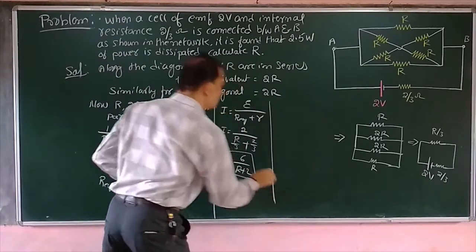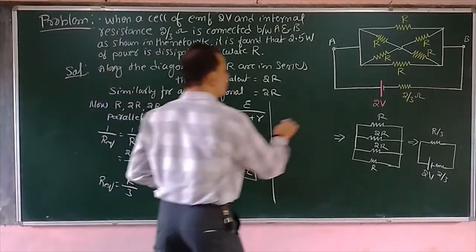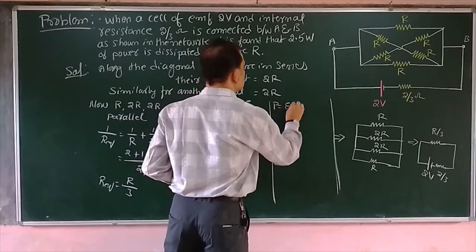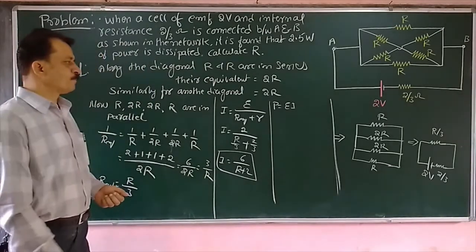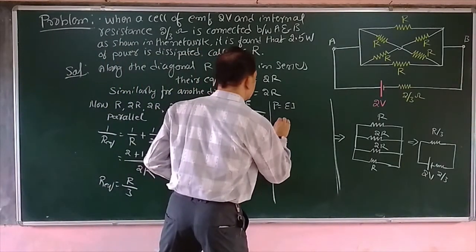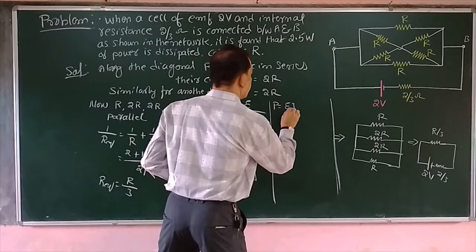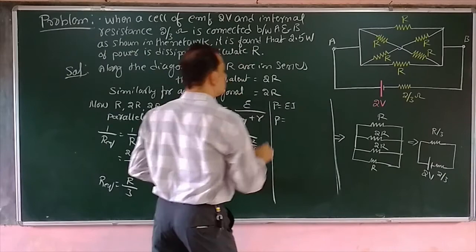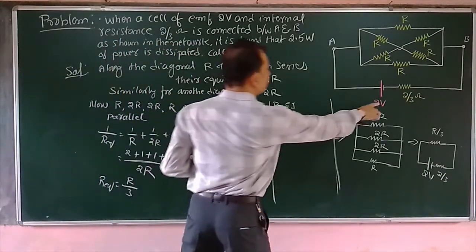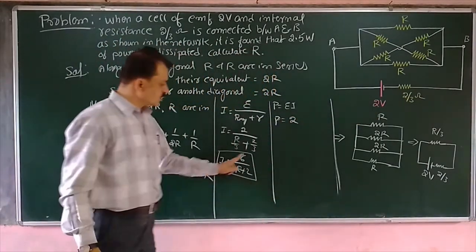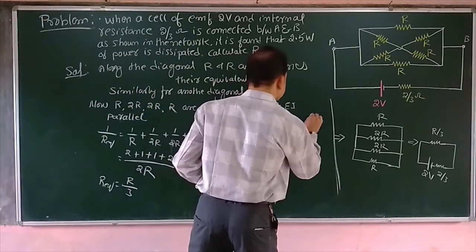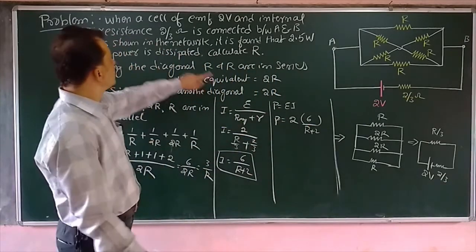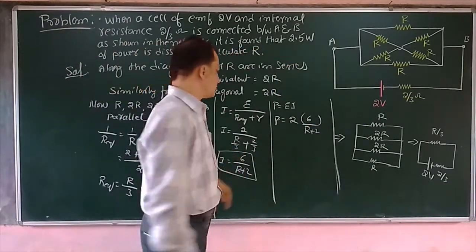Now power dissipation here. The power dissipation P is equal to E into I. So power dissipation P is equal to E is 2, given EMF is 2, and substitute the expression for current, that is 6 divided by R plus 2. Clear? Value of power dissipation is given, it is 2.5 watt.